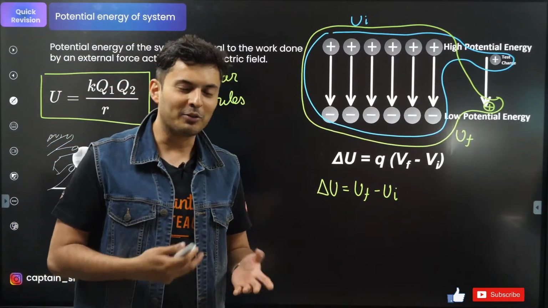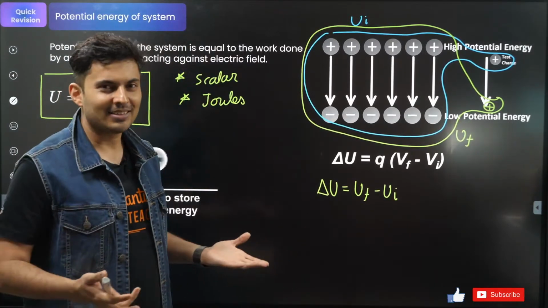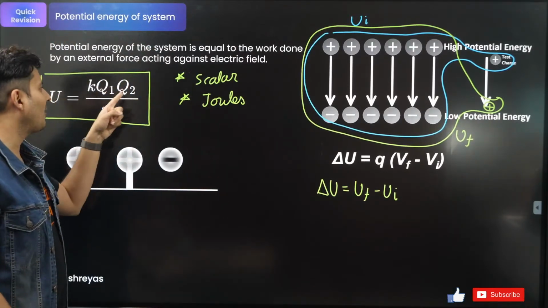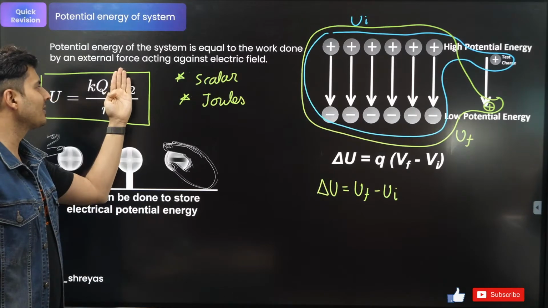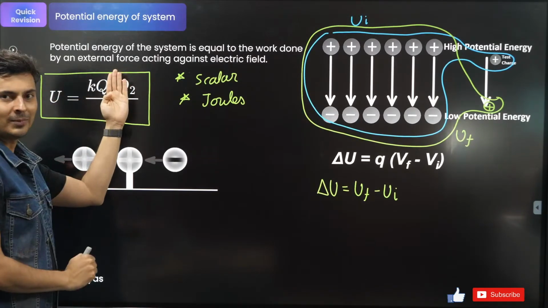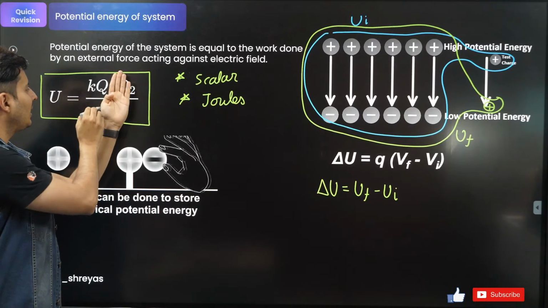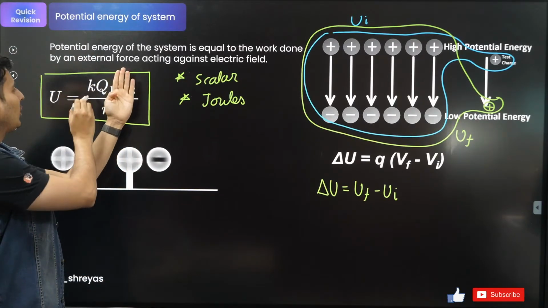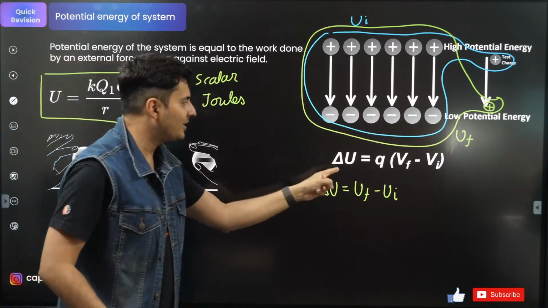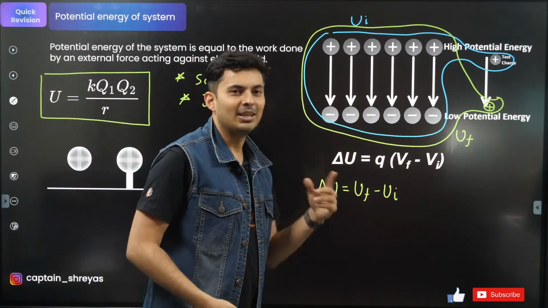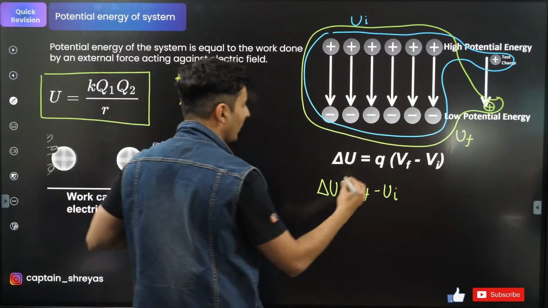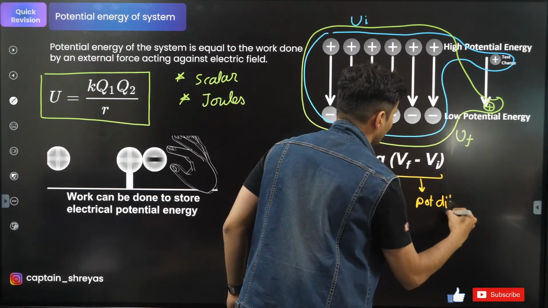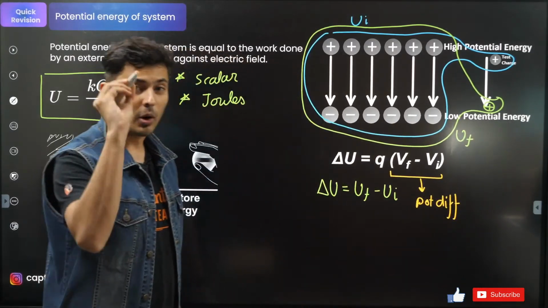But there is another way of calculating that. The simple way is, just think, guys, in the formula of potential energy you just have one extra Q, right? If you hide this Q, doesn't it look like potential? So kQ by r is potential, and energy is potential into charge. So the change in energy will be charge into potential difference. So this quantity over here is just your potential difference.